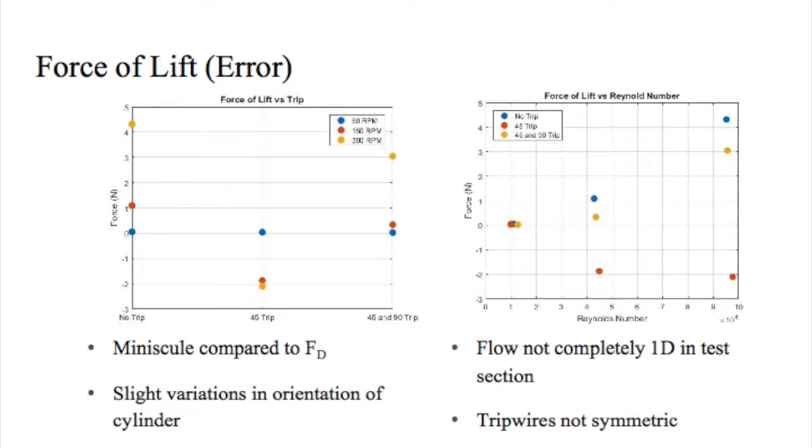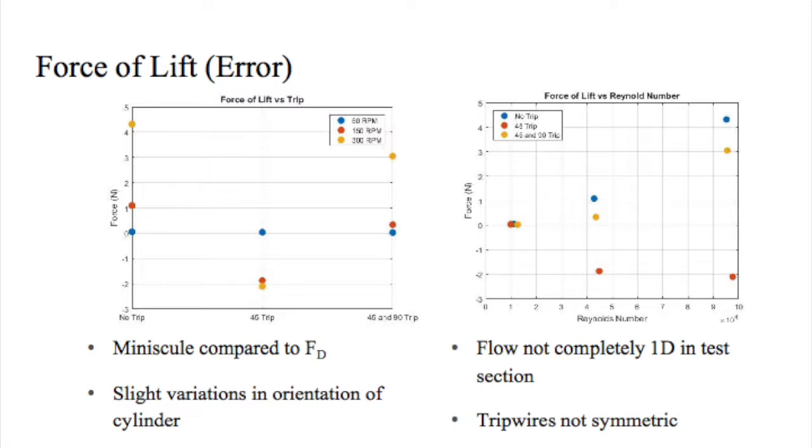In a perfect world, all of these numbers would be zero, but lift is still minuscule compared to the force of the drag. Negative values of lift correspond to downward pressure, and positive is an upward force. The error becomes even more apparent at higher Reynolds numbers. This is caused by a few different factors.